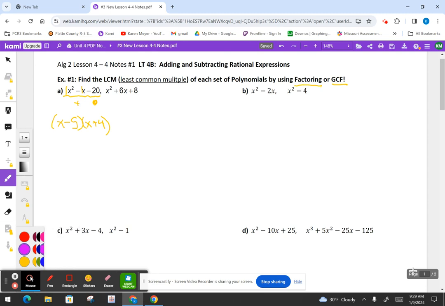Okay, then I'm going to go to the next set. I'll underline in a different color. No GCF, and then fast factoring because it starts with a 1x squared. So what multiplies for 8 that adds for 6? And hopefully everybody says, oh, x plus 4 and x plus 2.